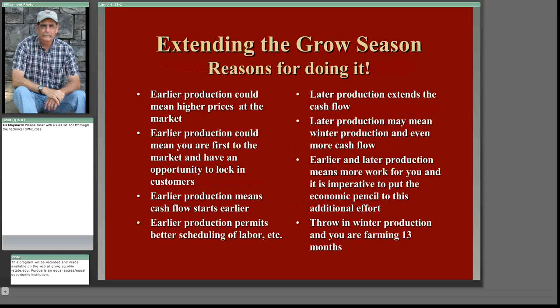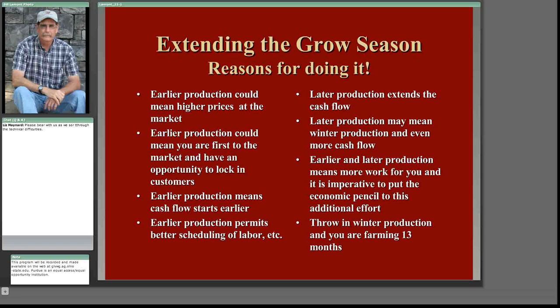Extending the growing season, reasons for doing it. Why are you doing it? Why are you working harder? Why are you going ahead and doing it for a long period? Well, earlier production could mean higher prices, and I always put could mean. Earlier production could mean you're the first to the market and have an opportunity to lock in your customers. That's a good one. You want to get there first, get the people coming to you.